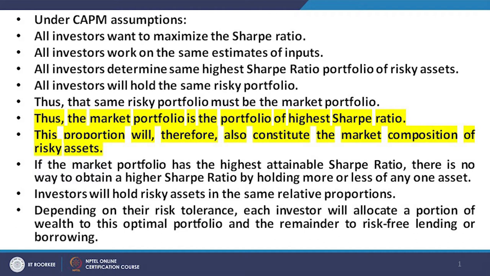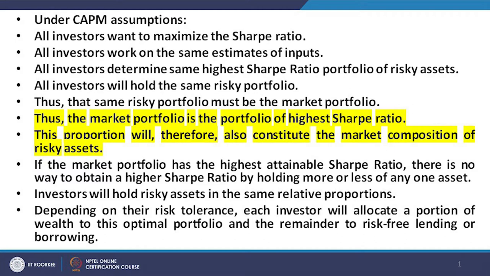All investors will hold the same risky portfolio. Why? Because all of them are maximizing the Sharpe ratio. All of them have the same inputs, all of them have the same objective functions, they end up with the same output, that is, they invest in the same combination of risky assets. So, all investors have the same risky portfolio. That means, and this is important, you need to understand this, each and every investor is holding the same set of securities in the same proportion.